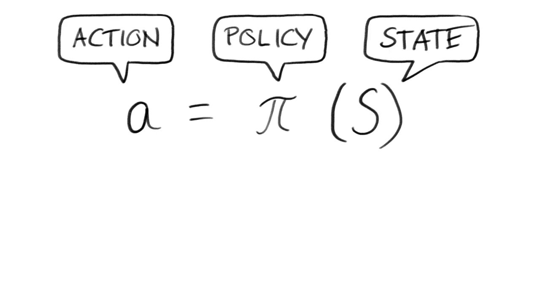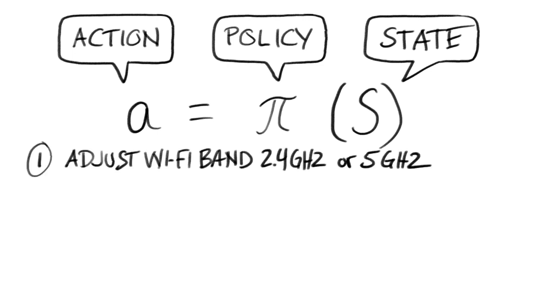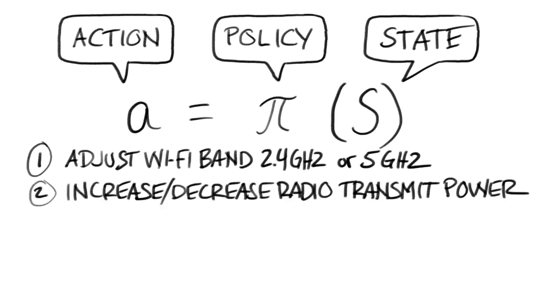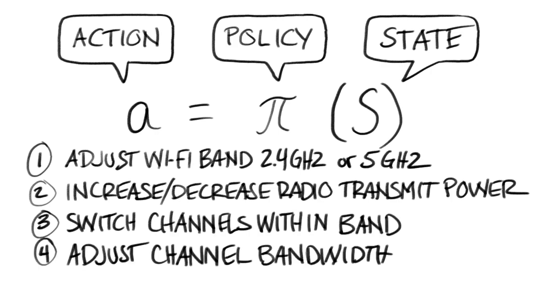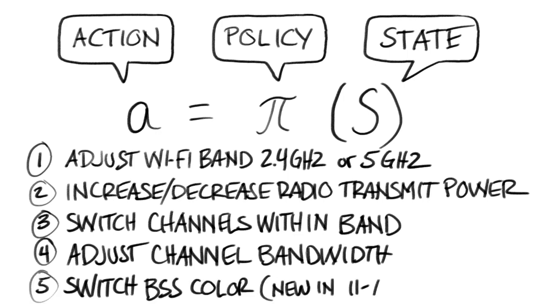The machine can execute five different actions to optimize the value function. These are adjusting the band setting between the two wireless bands of 2.4 GHz and 5 GHz, increasing or decreasing the transmit power of the AP's radios, switching to a different channel within the band, adjusting a channel's bandwidth, and switching the BSS color, which is a new knob available to 11 AX access points. RRM will select actions with maximum future rewards for a site.